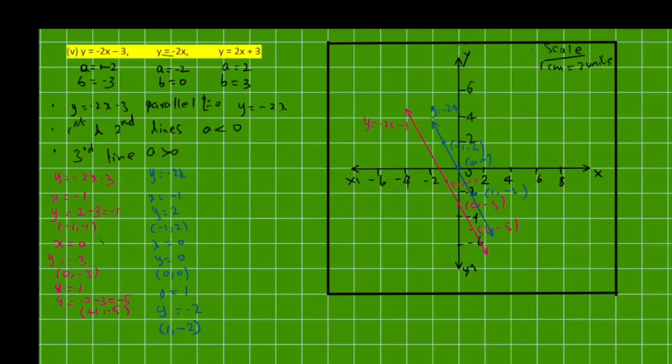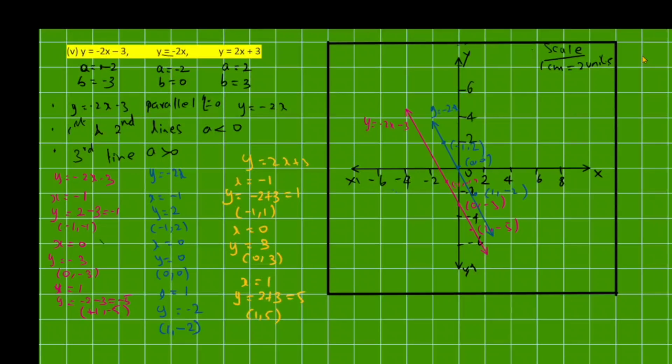Look at the third line. What is your third line equation? y is equal to 2x plus 3. x is equal to minus 1. y is equal to minus 2 plus 3 gives plus 1. So minus 1 comma plus 1. x is equal to 0. y is plus 3. So 0 comma 3. x is equal to plus 1. y is equal to 2 plus 3, 5. So 1 comma 5.